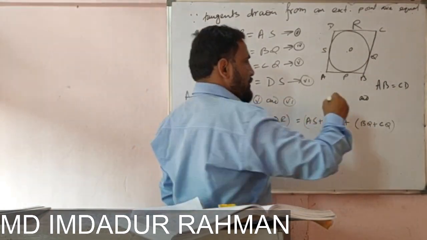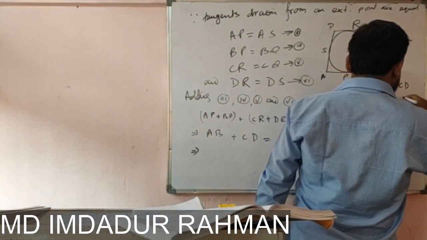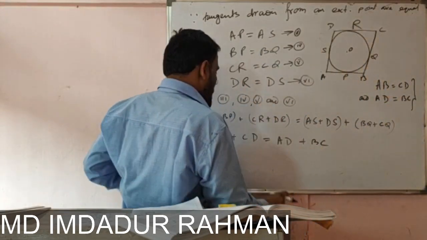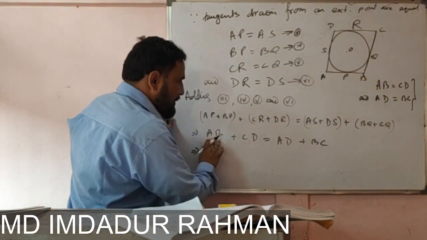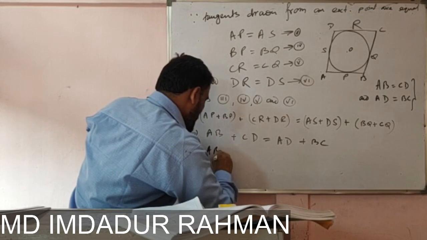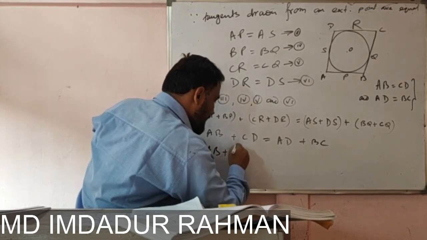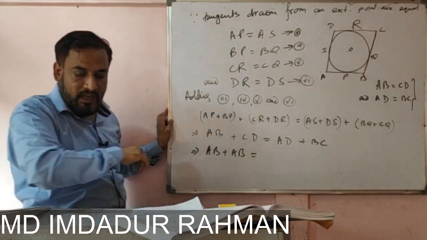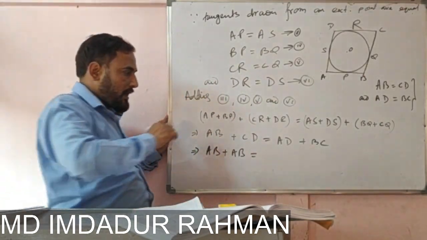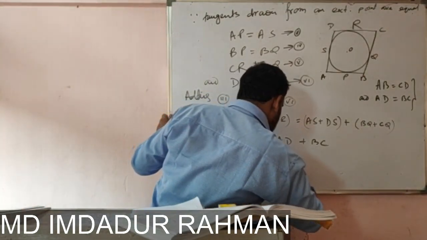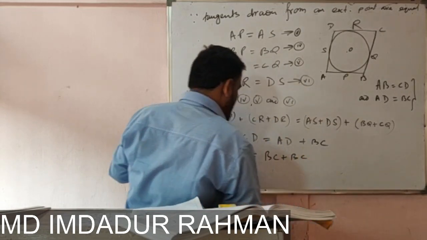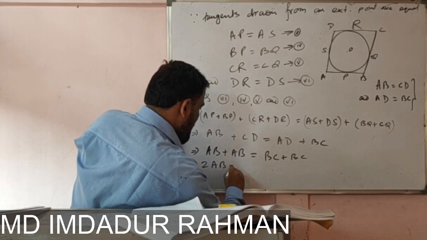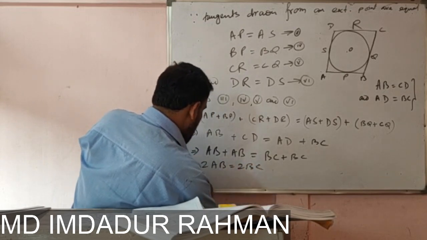AD is equal to BC. This was equation number 1 and 2. So in place of AB, we wrote AB. In place of CD, we are writing again AB. And in place of AD, we are writing BC. And in place of BC, we are writing again BC. So what we are getting? Twice AB is equal to twice BC.